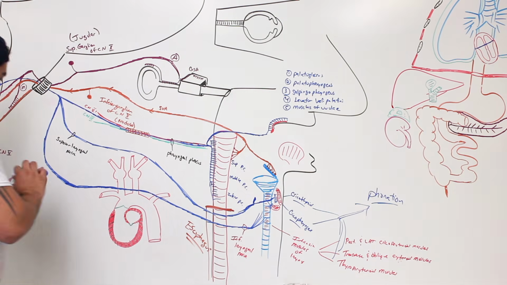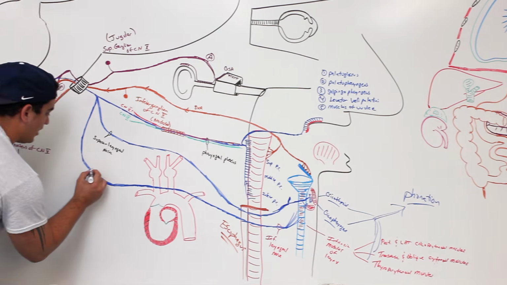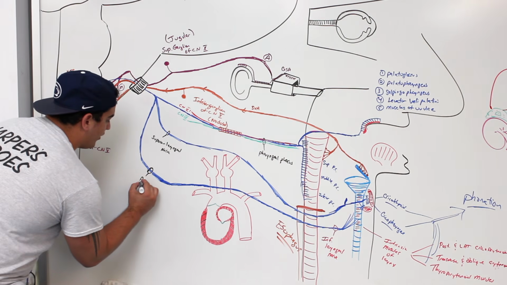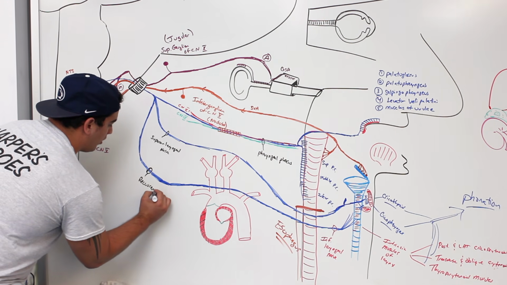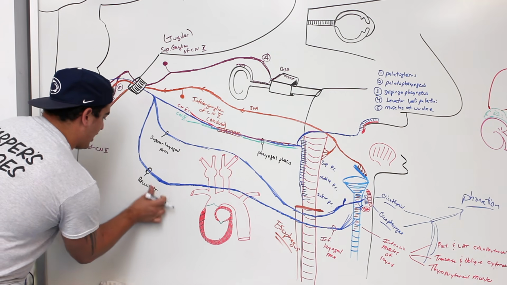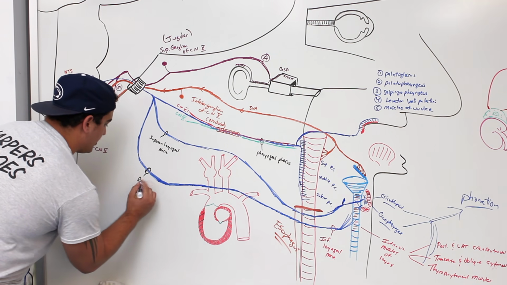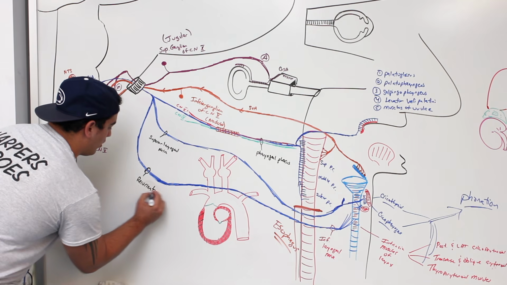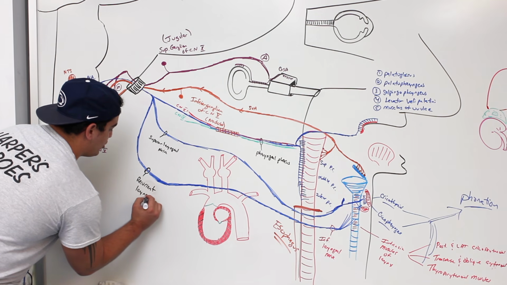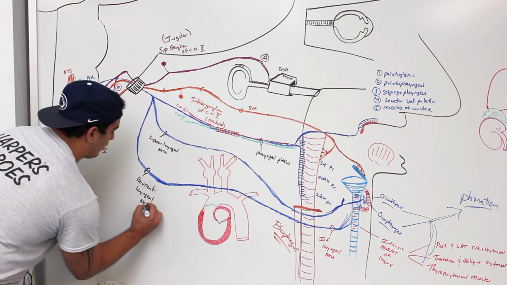And again, what was this nerve right here? It's called the recurrent laryngeal nerve. I actually spelled that wrong. There should be two R's, not two C's. Recurrent laryngeal nerve.